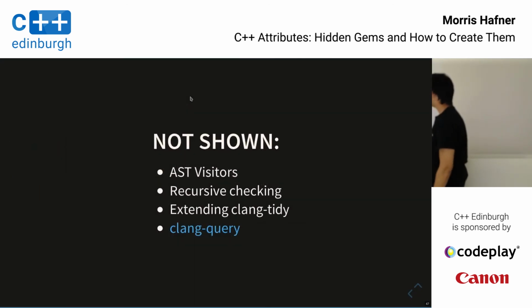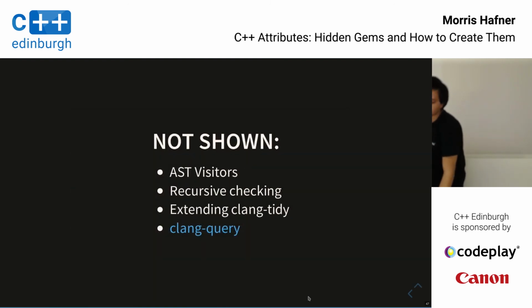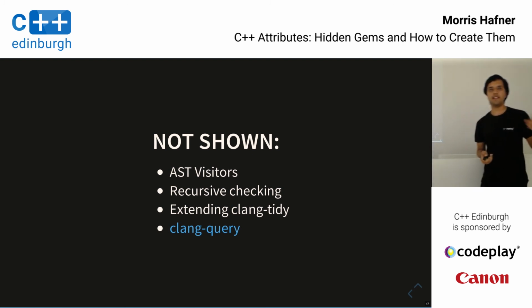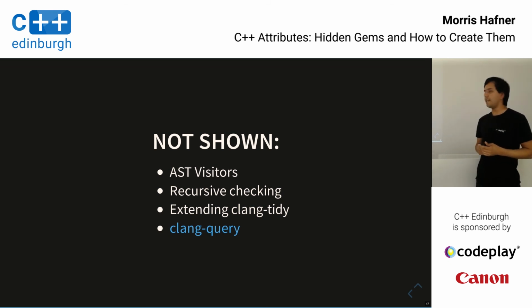So, not shown. I didn't show the AST visitors or the AST matchers which are available in Clang, which is a much higher level API of accessing the AST, which you could use out of tree. We don't need to fork Clang for that. The AST visitors are just the same, just slightly lower level, and they give you more control about how to iterate over the AST. Likewise, recursive checking, because as I said, I should actually check the NoExcept on the top function and on every function call, but I didn't do this in the small example.